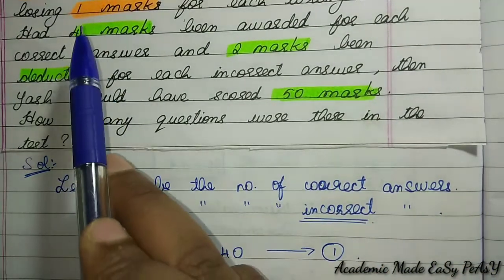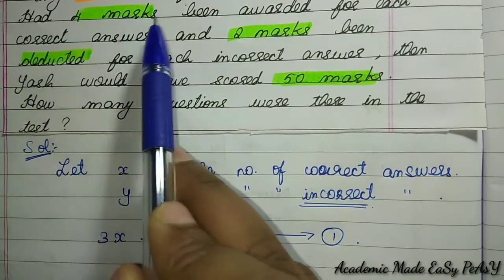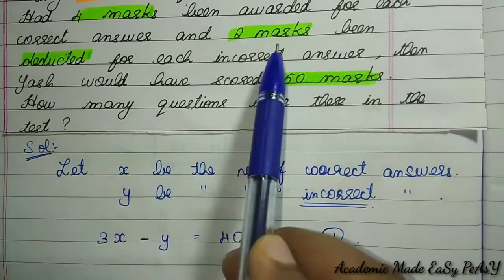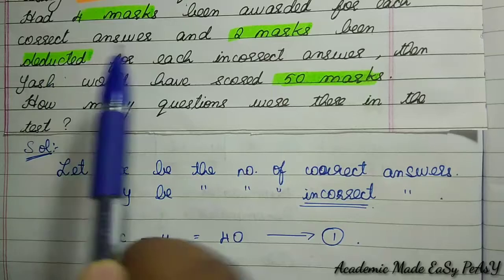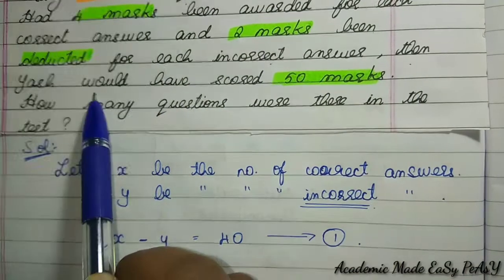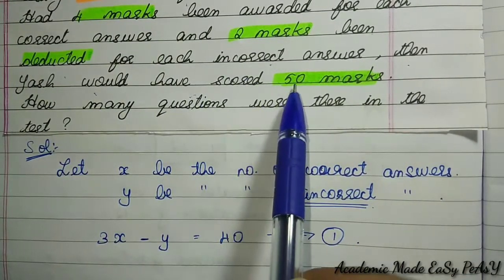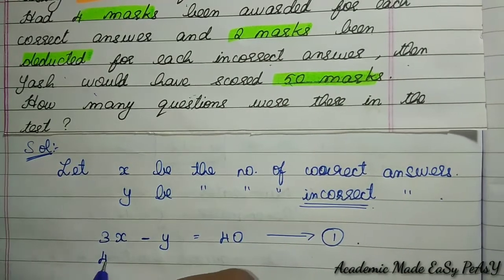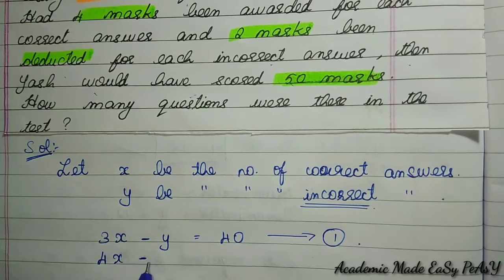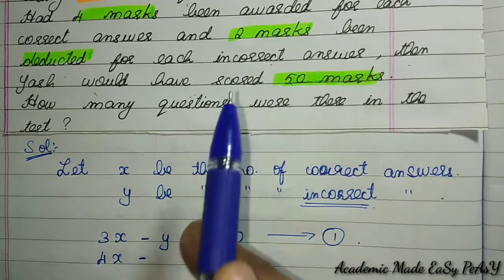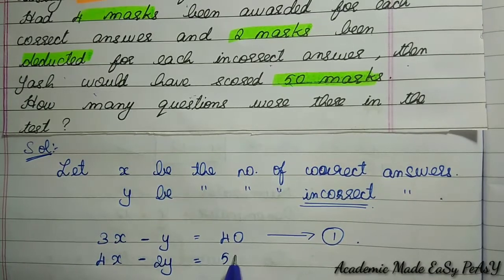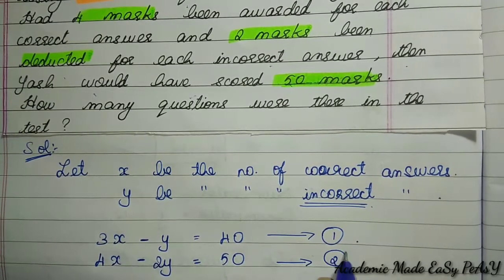In the second case, what they are saying is that 4 marks have been awarded for each correct answer and 2 marks deducted for each incorrect answer. Then he would have scored 50 marks. So 4 marks for each correct answer, it is 4x, minus 2 marks deducted, so minus 2y is equal to 50. Let this be equation 2.